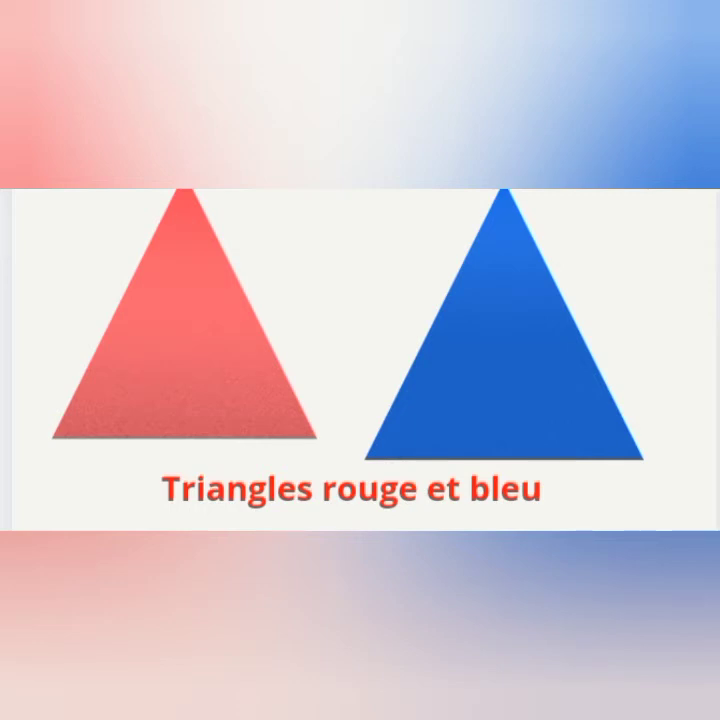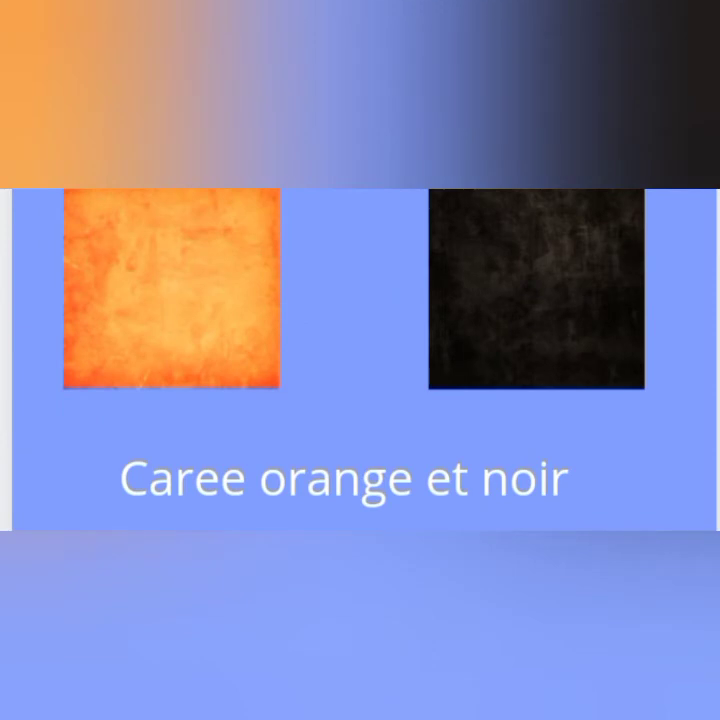Triangle. Okay, the next one is carré. Carré orange et noir. Which is what? Orange square and black square. Now, how is it pronounced in French language? Carré orange et noir.